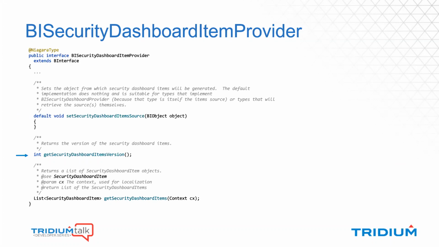Second, we've got the security dashboard items version. And the version isn't actually used very much right now because the security dashboard is still kind of new. But at some point, all of these security settings that we've carefully defined, they're going to get out of date. When that happens, you'll want to patch your module and update your security dashboard code to reflect the new industry standards. And when you do, you would bump up this version.